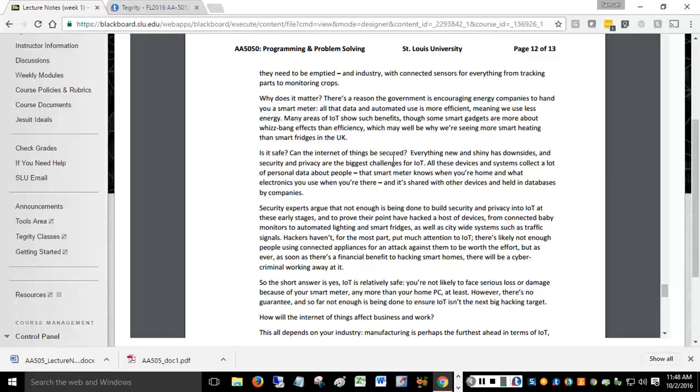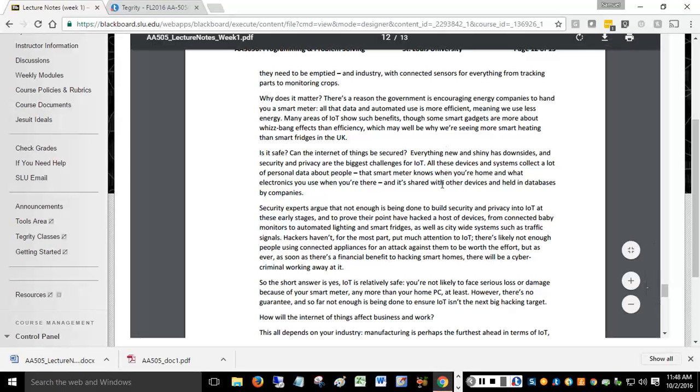Can the Internet of Things be secured? Anything new and shiny has its downside. Security and privacy are a big challenge. If somebody can hack into my home network, they can open up my garage door and get access to my garage and all the things in the garage, and that could be a problem. If data is shared with other devices and held in databases by companies, yes, there's an issue that could happen.